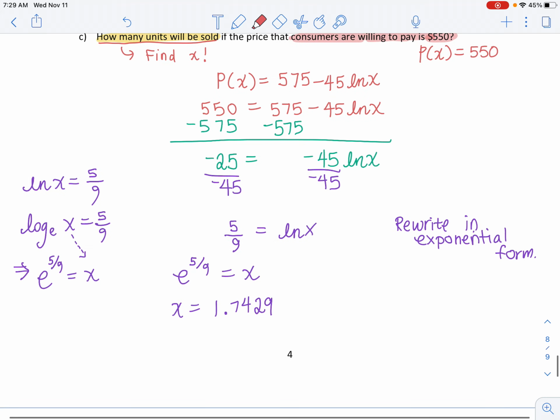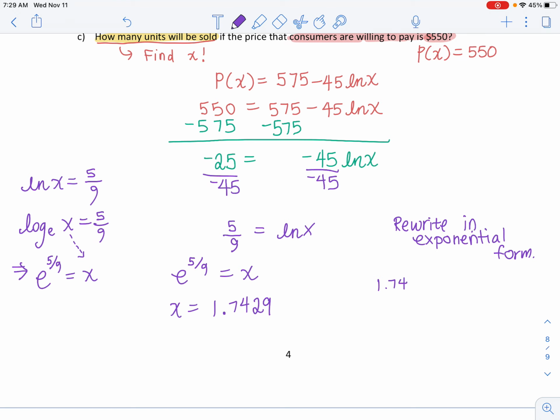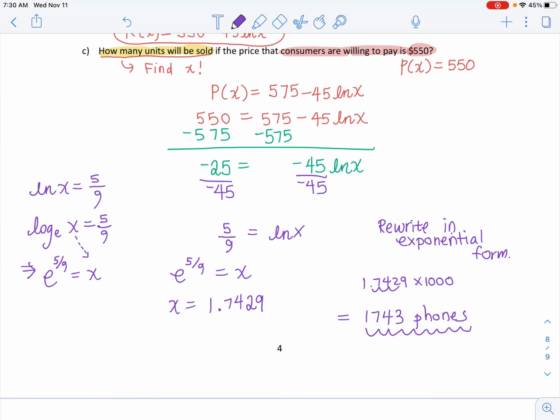So let me go ahead and finally multiply this. 1.7429 times 1,000. And that is going to be our answer. So that will be 1, 2, 3 to the right. 1740, let me round that up. 1743 phones. Okay, so that is my final answer. So if consumers are willing to pay $550, then they'll be able to sell 1743 phones.